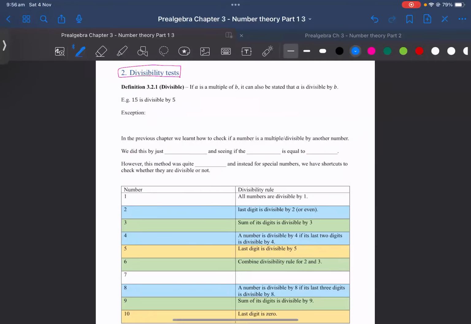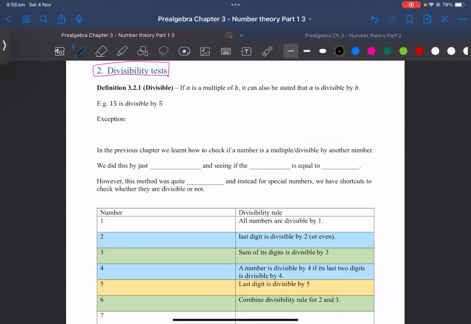We'll go to the new section now, which is divisibility tests.